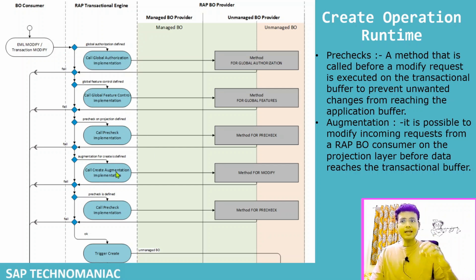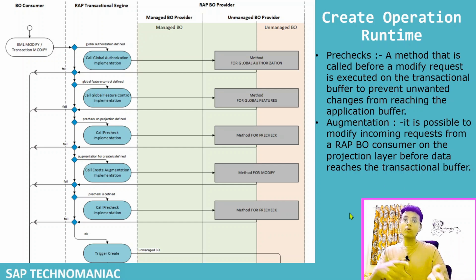So augmentation, again, is used when an incoming request is coming and we want to modify something, and then send it to the transactional buffer. There it will use the augmentation. It is possible to modify the incoming request. For example, the user entered 2 instead of 2, I want to send save. Or, for example, the flight status is open and rejected; instead of open and rejected, I want to send back 1 and 2. I want to modify some data and then send it. So those things we can do in the augmentation.